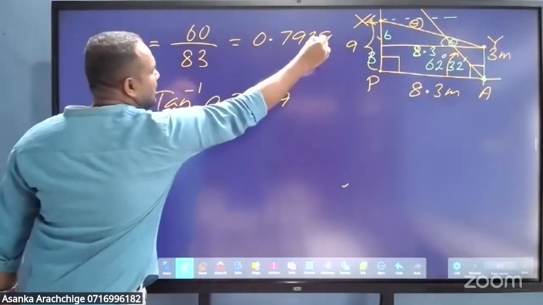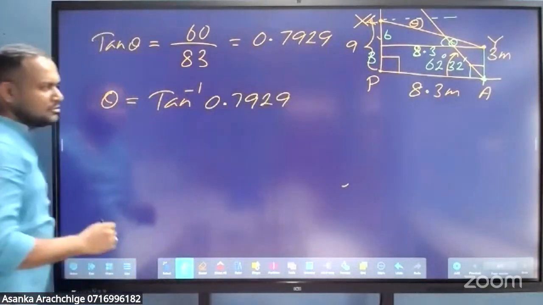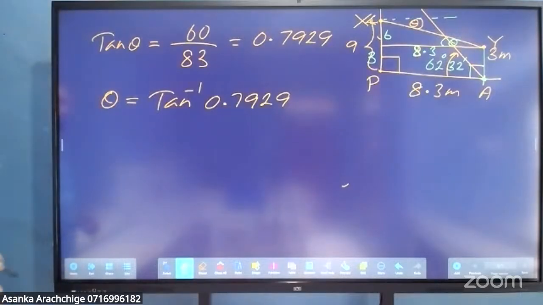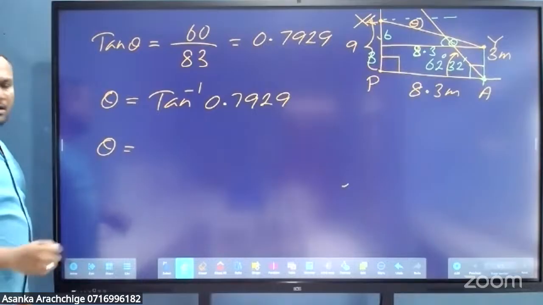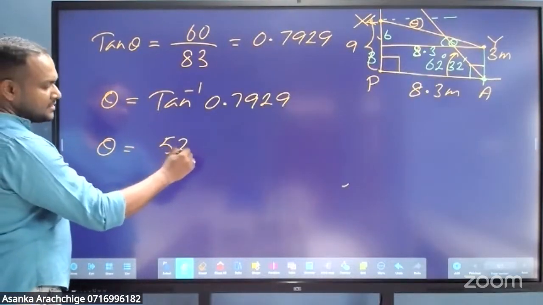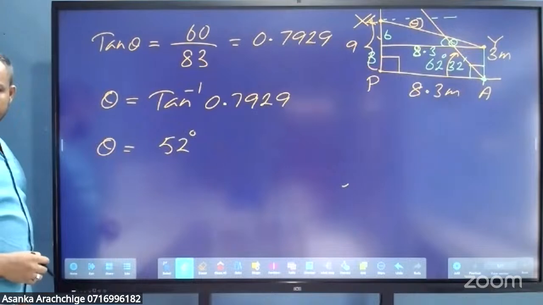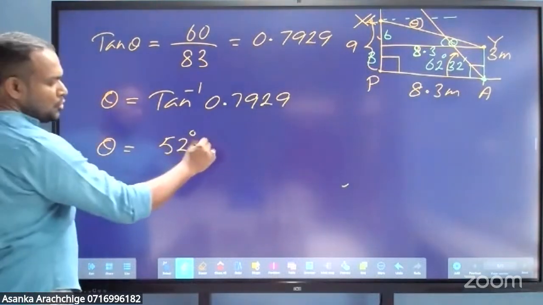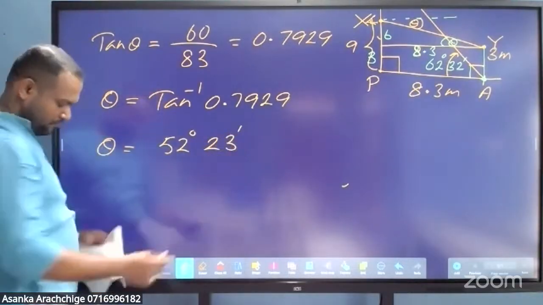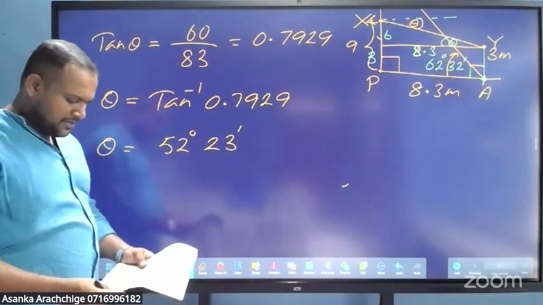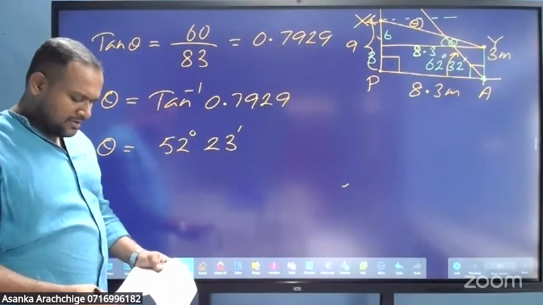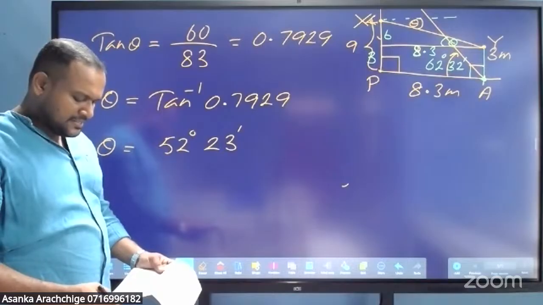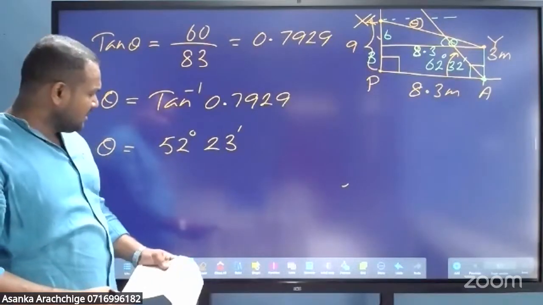Now tell me the location of this value in the natural tangents. 52 degrees, 23 minutes. We have to show that the angle of depression at which the spiral sees the cat from x is greater than 35. Yes.